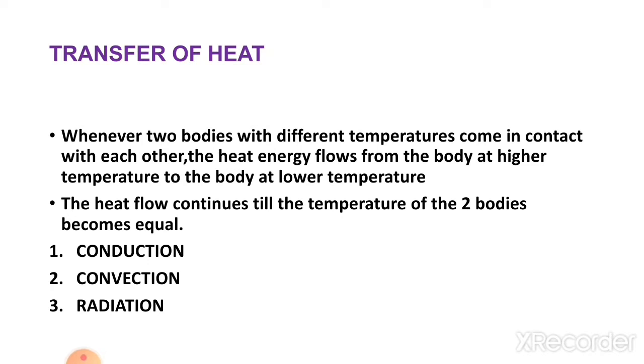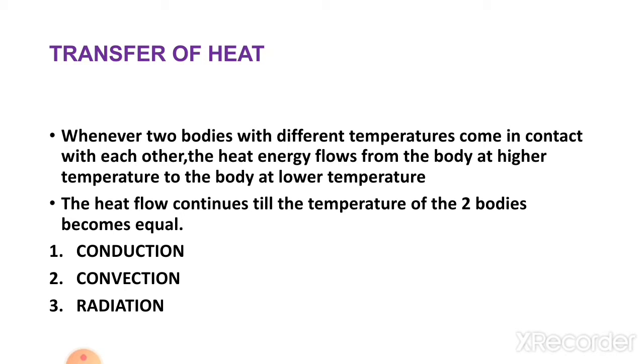Whenever two bodies with different temperatures come in contact with each other, the heat energy flows from the body at higher temperature to the body at lower temperature. And the heat flow continues till the temperature of the two different bodies becomes equal. And there are three distinct ways of the transfer of heat, which are conduction, convection, and radiation.